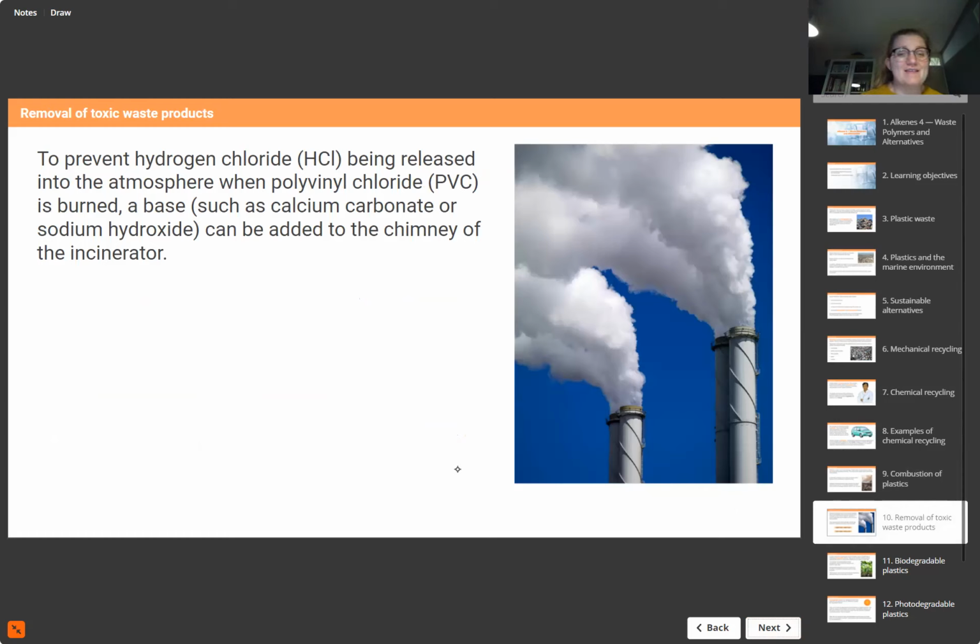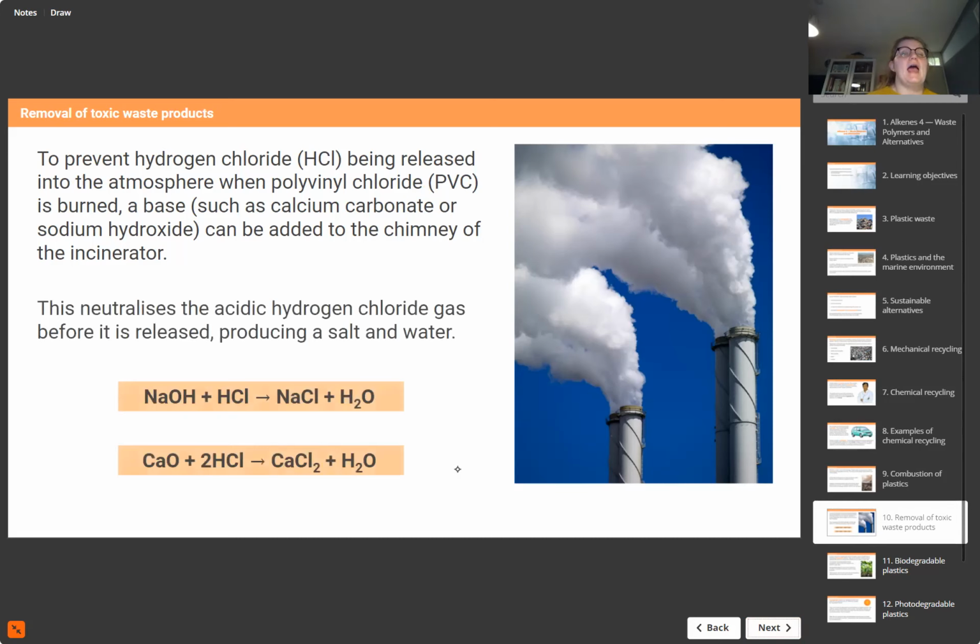we use a base such as calcium carbonate or sodium hydroxide, and we add this to the chimney of the incinerator. So these chimneys of the incinerators, we add these bases to them. And basically the bases are just going to neutralize the acidic hydrogen chloride, because hydrogen chloride is acidic. The bases can neutralize them before they're released. So it produces a salt and water. So it means hydrogen chloride is not released into the atmosphere, which is really great.